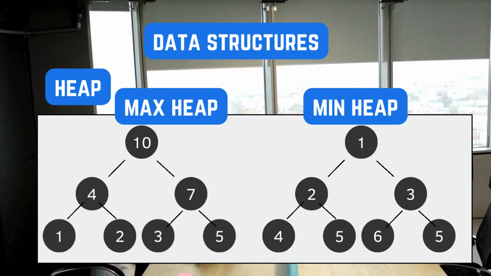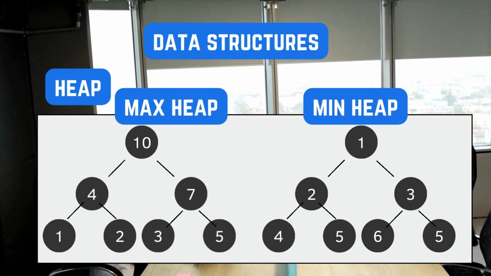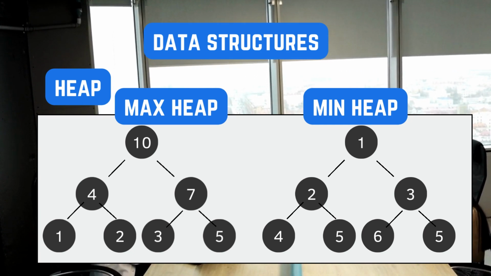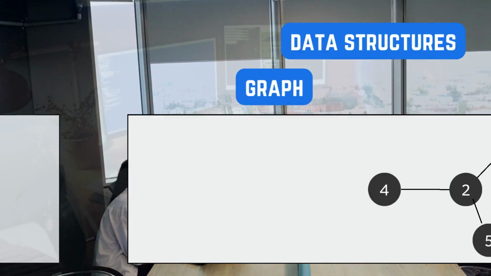Also, और min heap में value of the root node must be the smallest among all its child nodes, and the same thing must be done for its left and right subtree.